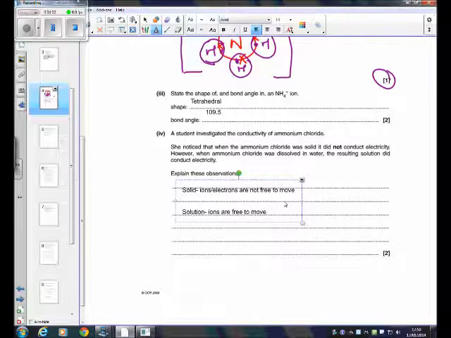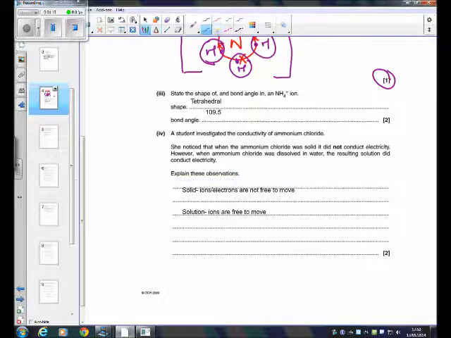So as long as those ions are free to move, or they're mobile, they can carry that charge, can't they? Whereas when it's solid, they're not able to do that. So you need to put both of those statements in order to get those 2 marks. You need to talk about when it's a solid, and you need to talk about when it's a solution. Because it's asking for 2 marks, it wants 2 points of you, and you need to explain in order to get those marks.